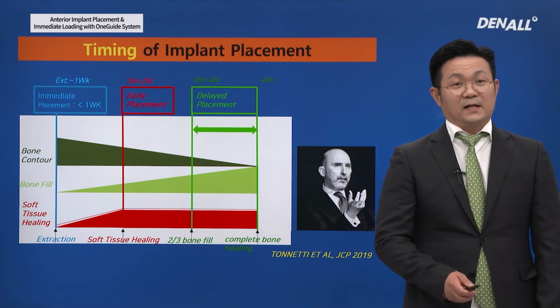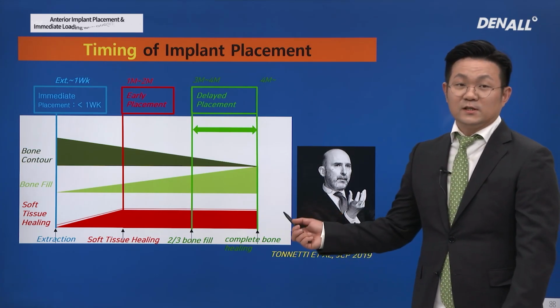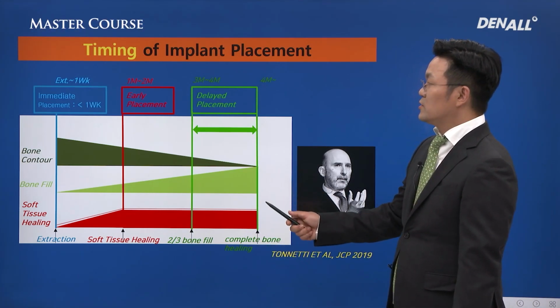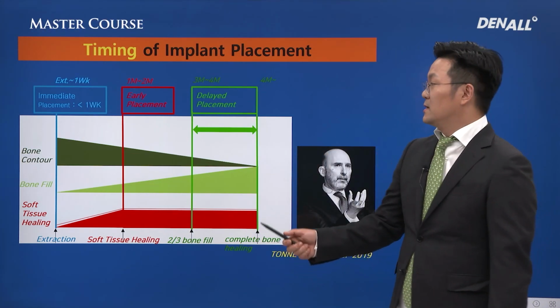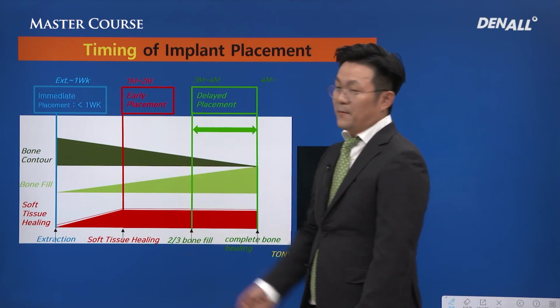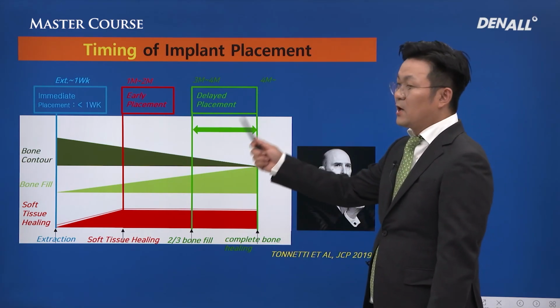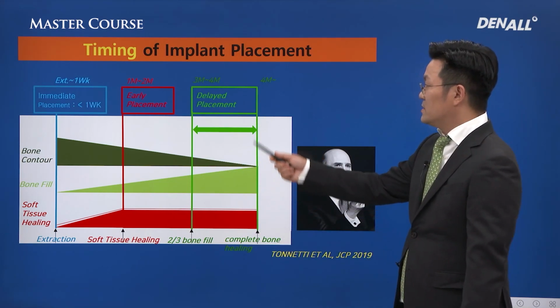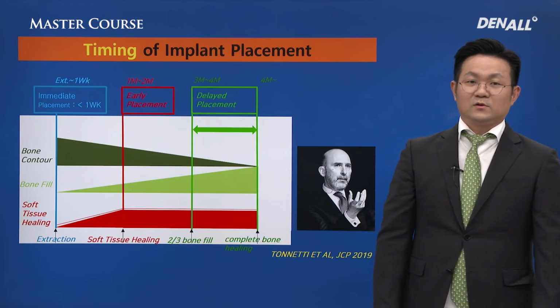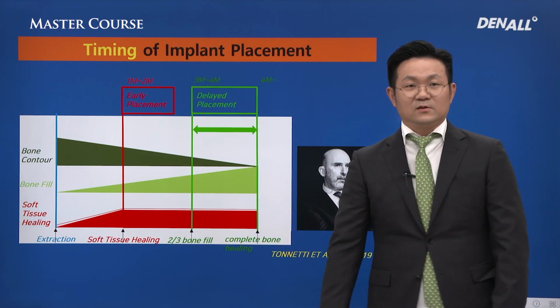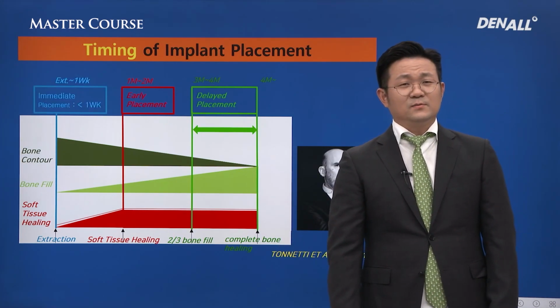Typically, depending on timing of implant placement, we have such categorization. After immediate extraction and 1 week, we call it immediate placement. Placement after 1 or 2 months, early placement, and after 3 or 4 months, we call it delayed placement. So these are the generally accepted definitions.